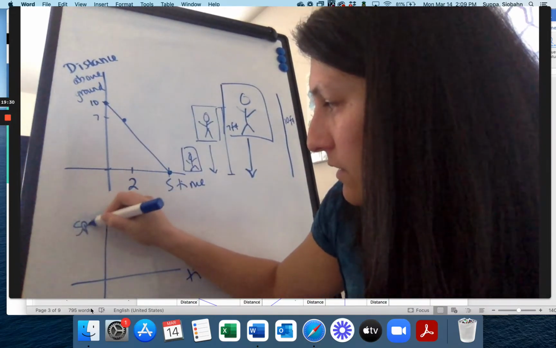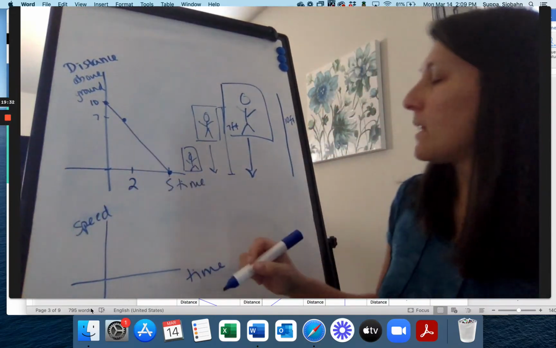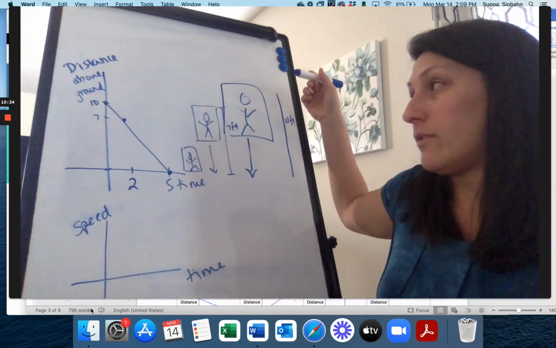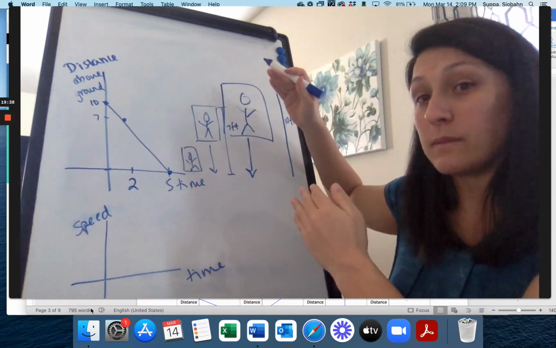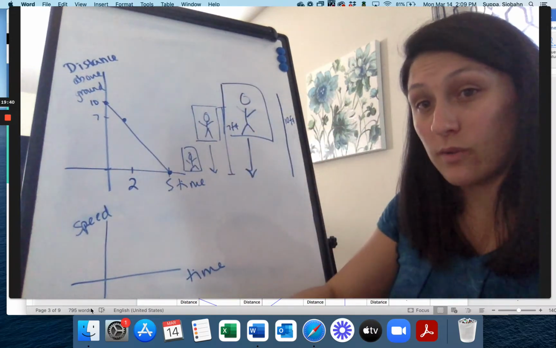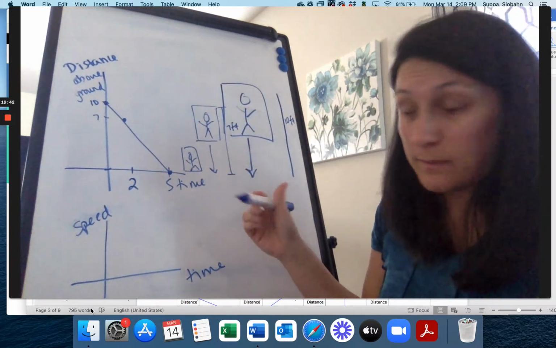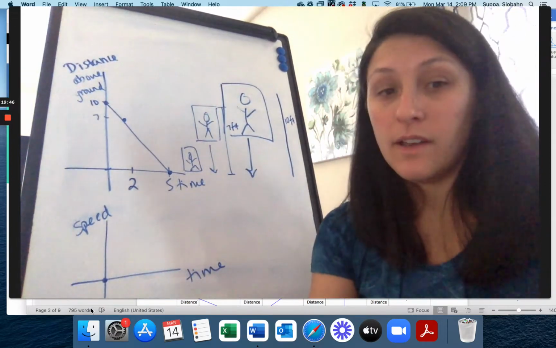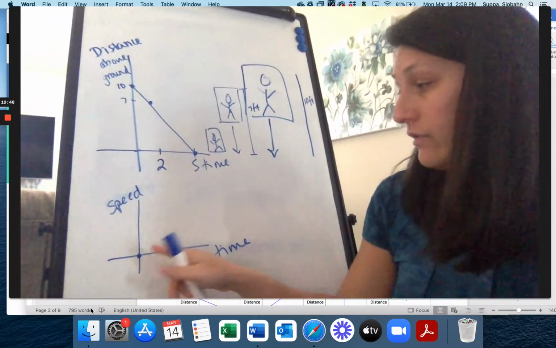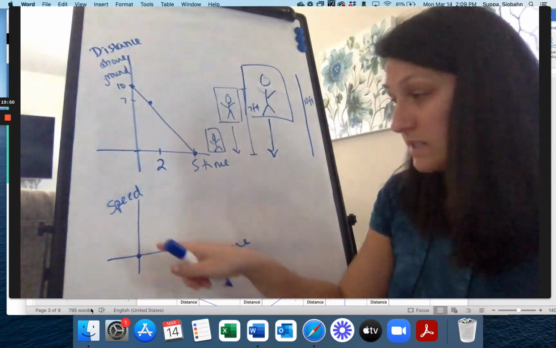So if you're measuring his speed, I don't know if he's already going down when we start measuring this, or if he's stopped and then hits a button and then he starts going down. So let's assume he's stopped. So if he's stopped, then at time 0, his speed is 0. That is already a different graph than this one, because that point is different.